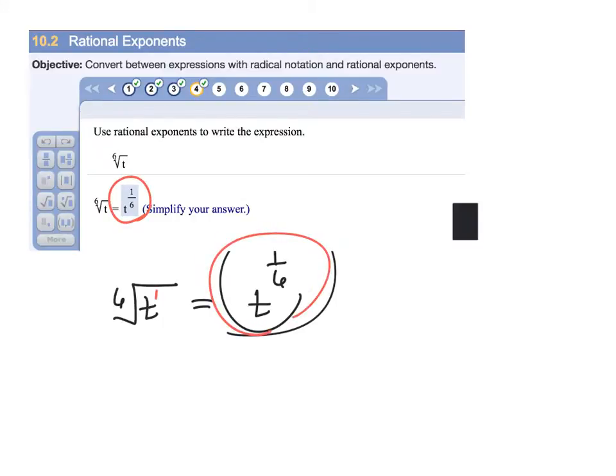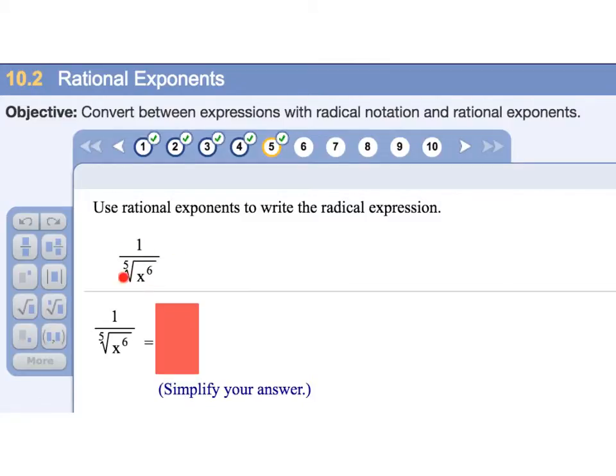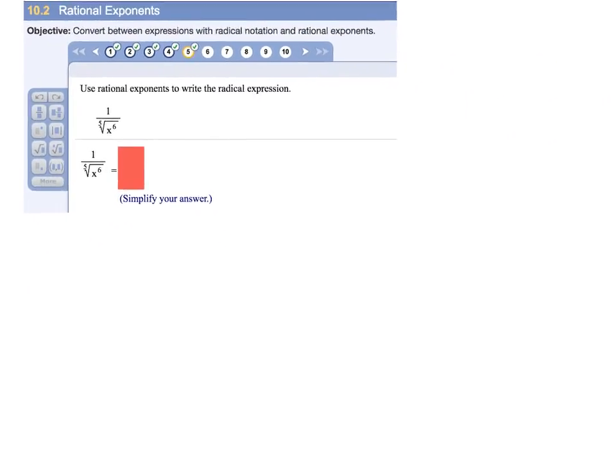Rockin'. So here we've got the radical, and we want to turn it into an expression with fractions as your exponents. And so I'm going to get that, and let's go over here. So we've got 1 over the 5th root of x to the 6th, all right? And so first thing we're going to do is we're going to take care of this denominator. We're going to write that as 1 over, and this becomes x to the 6/5 power.